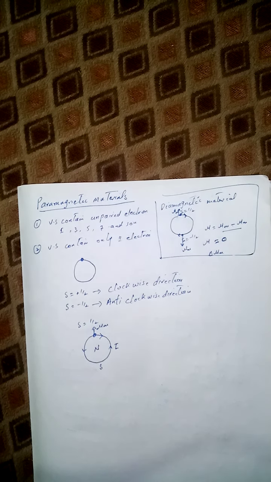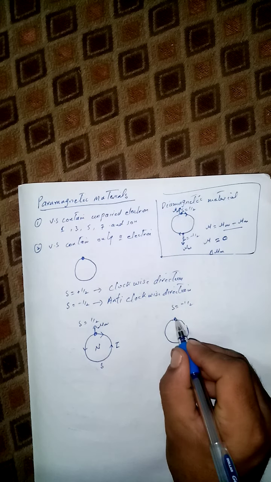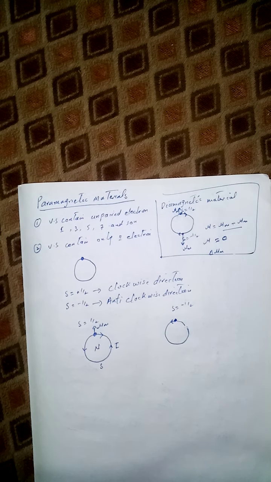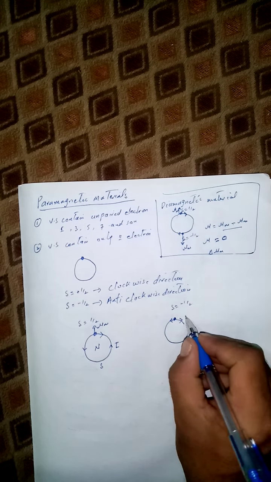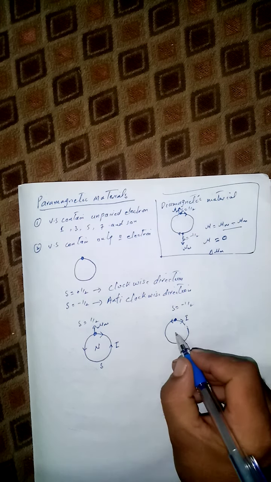Now if we have an atom in which the electron spin is -1/2, then the electron will move in anti-clockwise direction and the current will be clockwise. This is the direction of current. Here the top surface will be the south and the bottom surface will be the north, and since the magnetic dipole moment is from south to north, the direction will be downward.